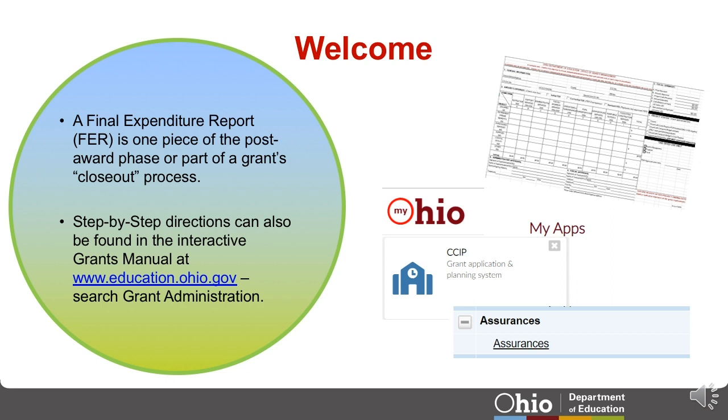In this video, you will learn about the requirements of a final expenditure report, also known as an FER, as well as the steps you need to take to complete the report electronically in the Comprehensive Continuous Improvement Plan, or CCIP. The CCIP is a web-based grants application and verification system that includes the final expenditure report.